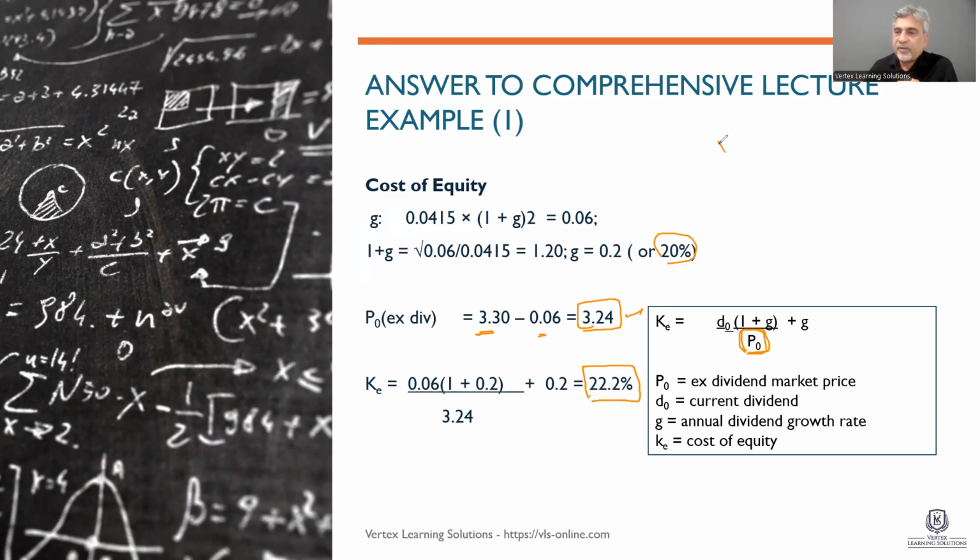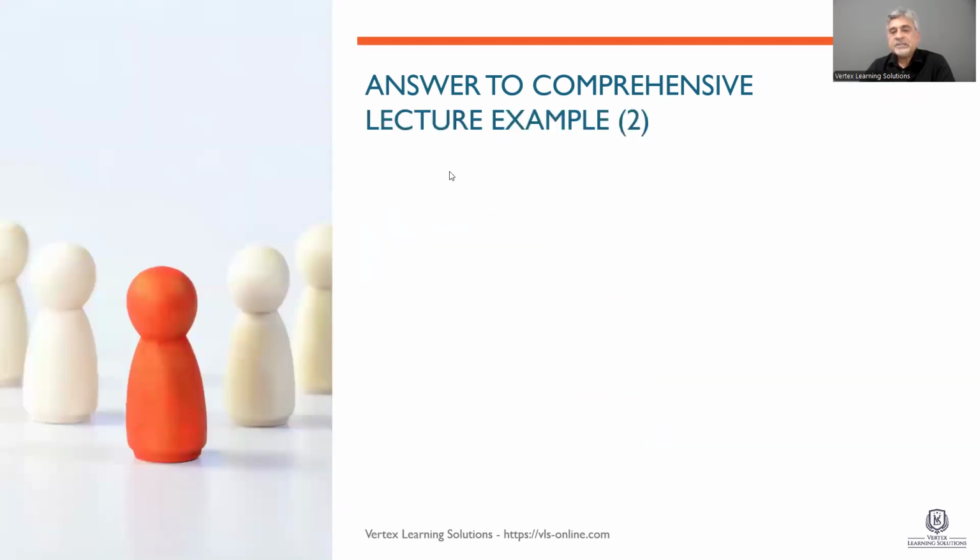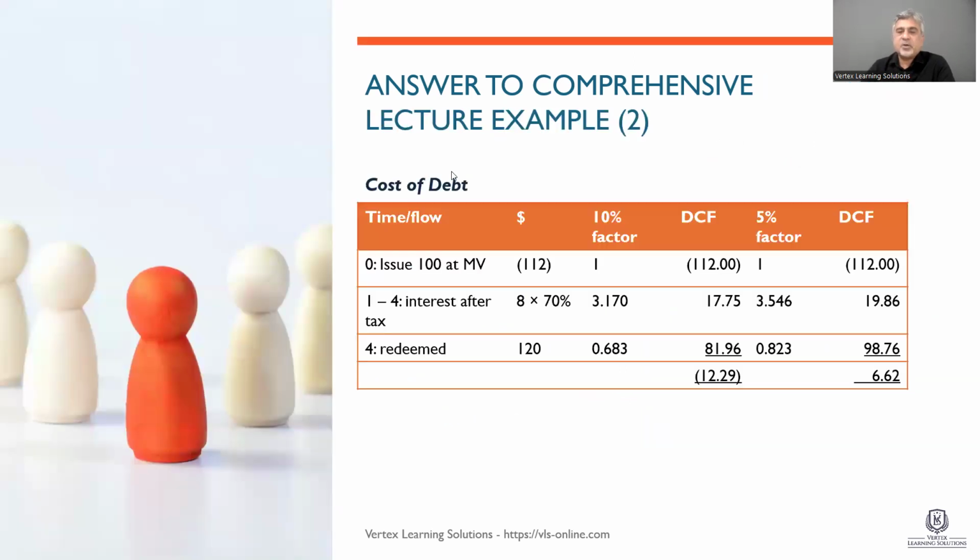So when you go to WACC, you say value of equity divided by value of equity plus value of debt, multiplied by cost of equity. This will be multiplied by 22.2%. Okay. So the first number we have calculated is the cost of equity. The second number we need to calculate is the cost of debt.